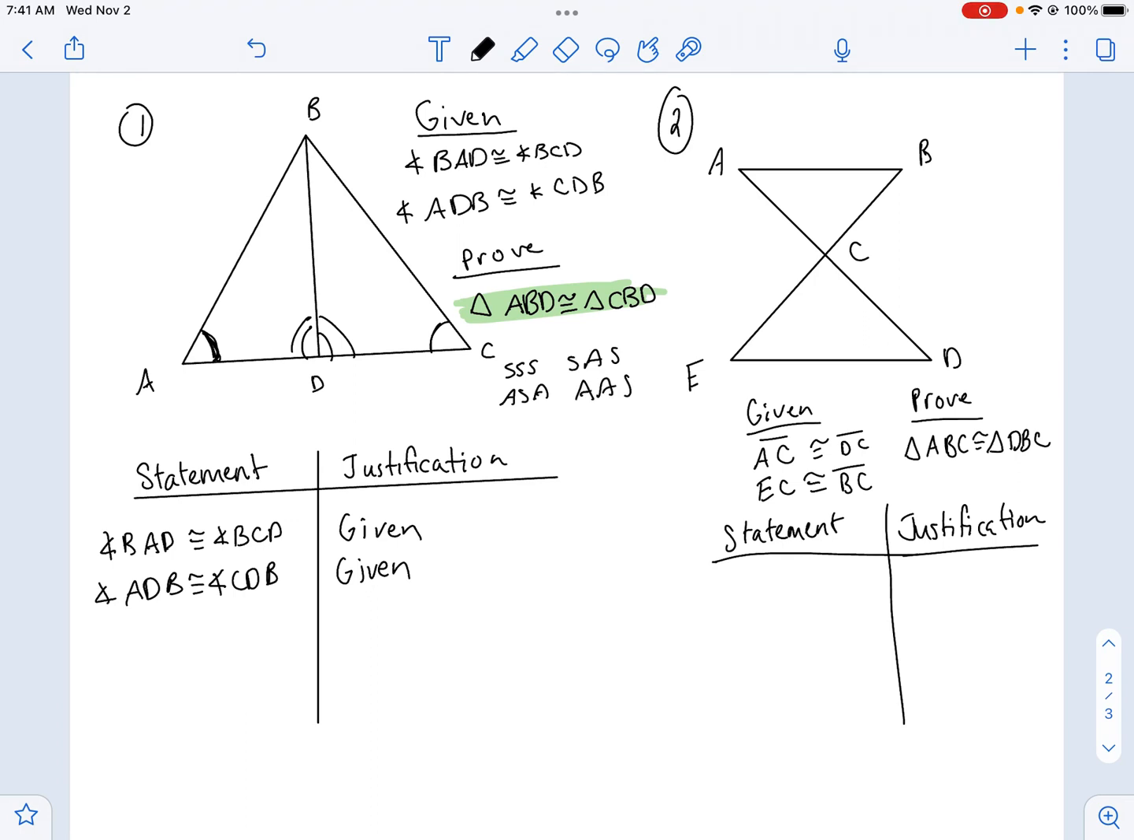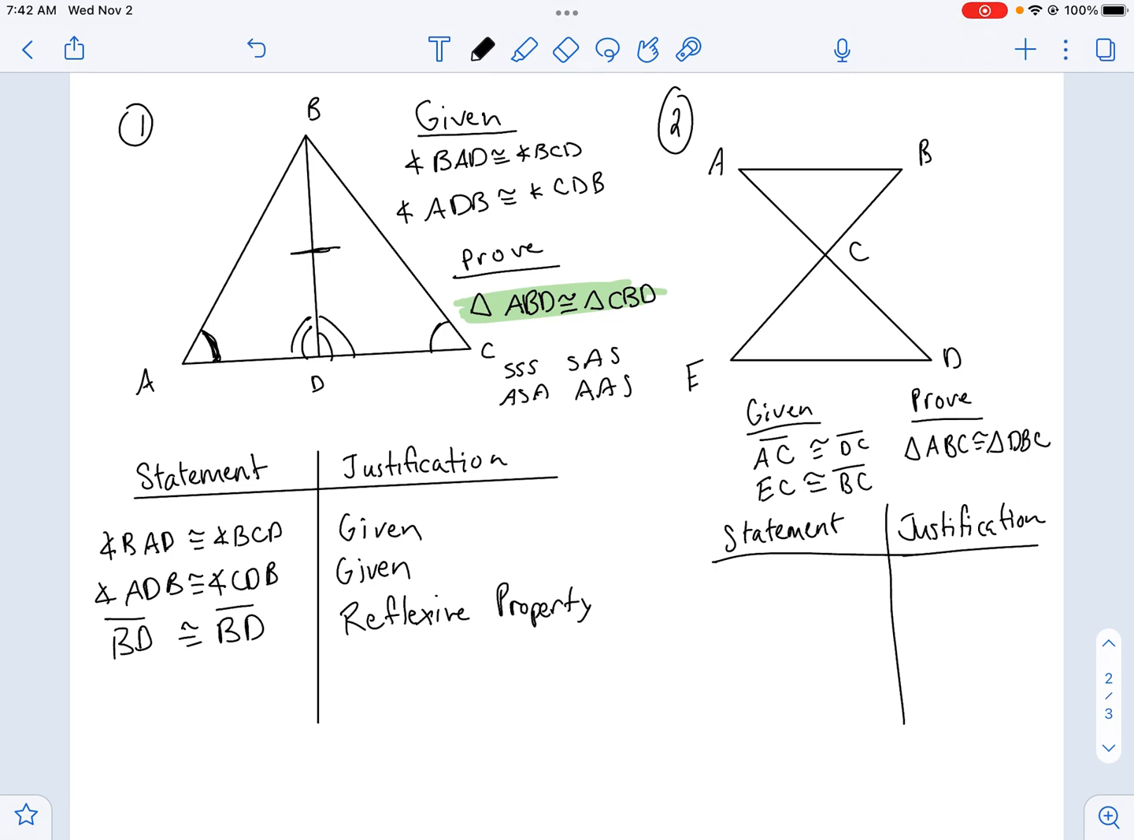So really, I kind of just go through the checklist. Do they share a side? Great, they do, right here, BD. So I get to say BD is congruent to BD. And I made a blunder there. Don't mark your picture until you've justified it. How do I know this is true? Well, since they share a side, that's the reflexive property. Now I've justified it. Now I've marked it.